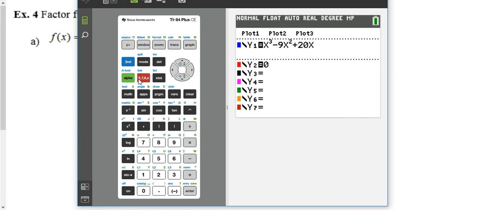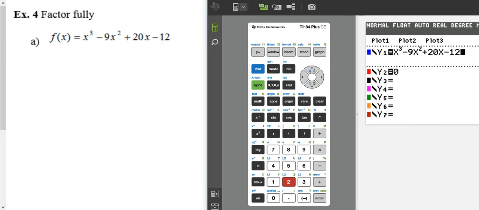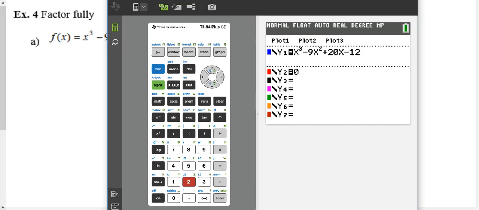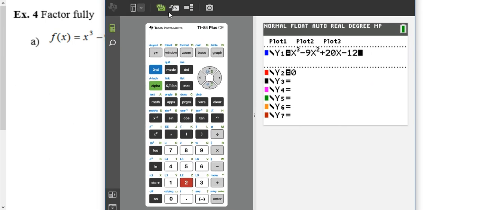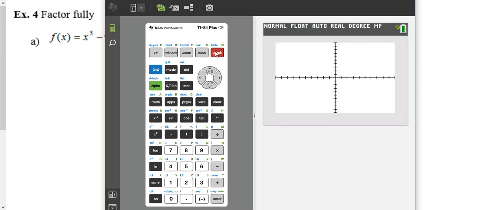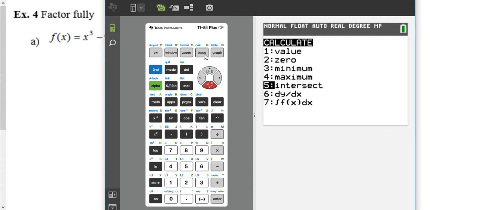Plus 20x minus 12. So there we go. I have y1 as my polynomial function there, and that's the same one. And y2 is always going to be 0 for me because I am looking to see where I cross on the x-axis. If I hit graph, there we go. I have 1, 2, 3 x-intercepts, and again we had degree 3, so it's a possibility that we have max 3 x-intercepts or 3 roots.